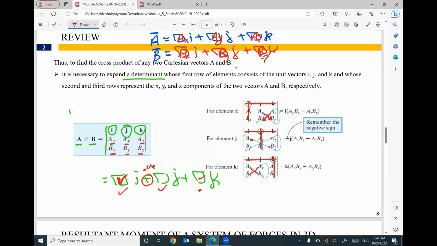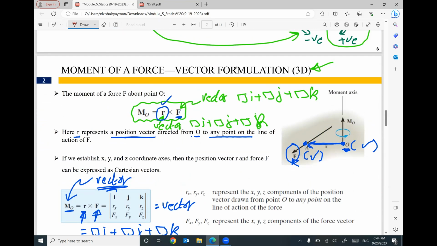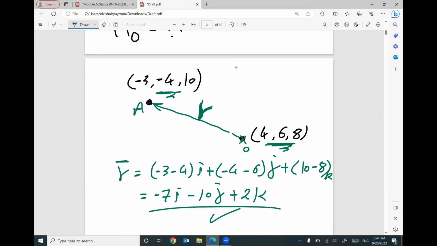So what we learned so far is that if you have a force in 3 dimensions and you would like to figure out the moment of this force about this point, we need to do a cross product between a position vector called R, the position vector between the point O that you would like to create a moment about and any point on the force. How to figure out the value of this position vector? It's very easy. Just tell me the coordinates of the 2 points. Then subtract the coordinates of the first point from the second point to give you the position vector R.